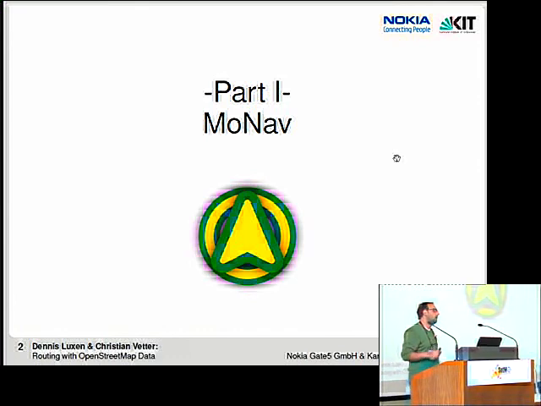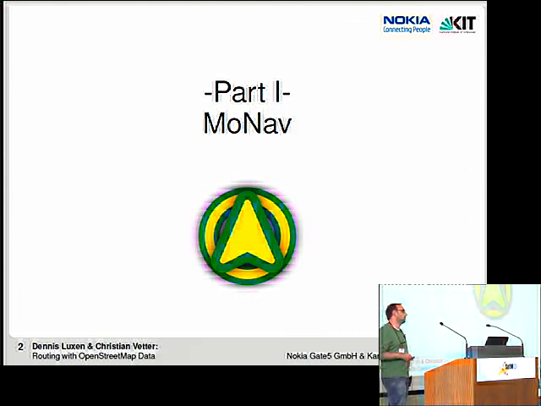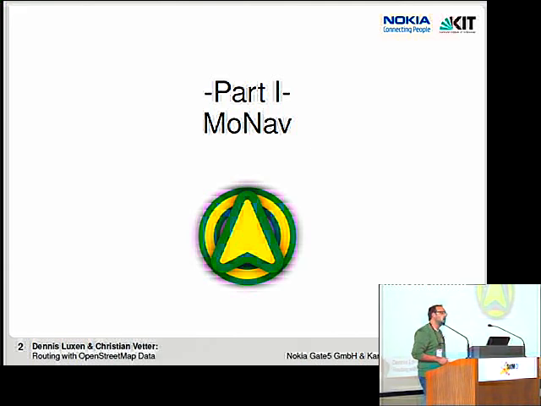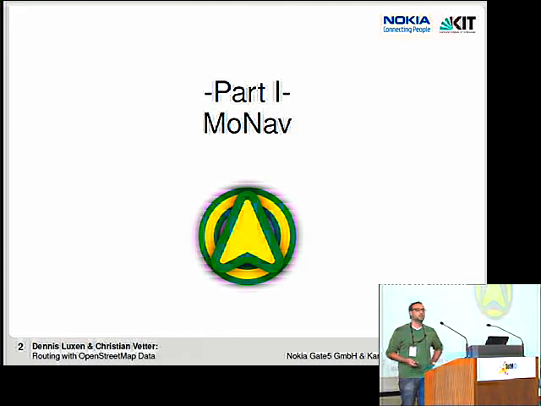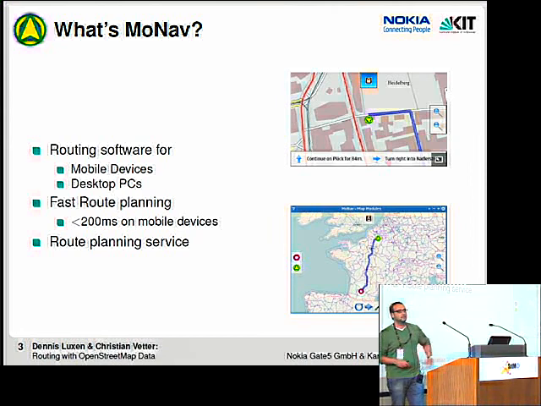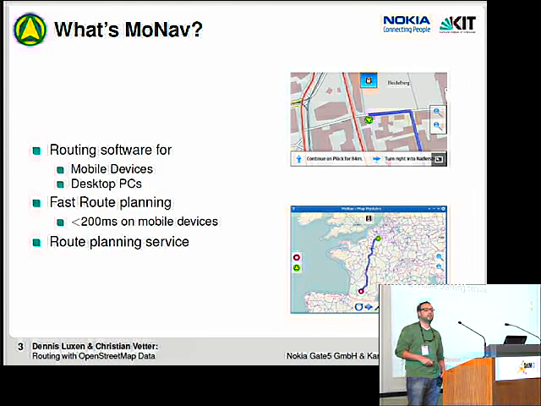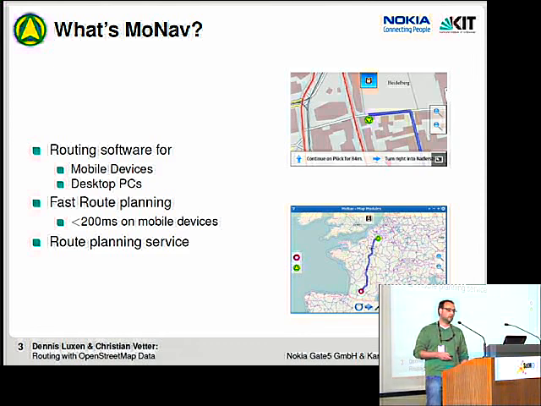So first, I'm going to present a solution that Christian worked on called Monav, an abbreviation for mobile navigation. It's a routing service implementation for mobile devices, and it also runs on desktop PCs. It's sufficiently fast. It delivers routes on mobile devices within about 200 milliseconds, which is usually much faster than commercial devices that you have in your car or on your handheld devices. It also features a route planning service.